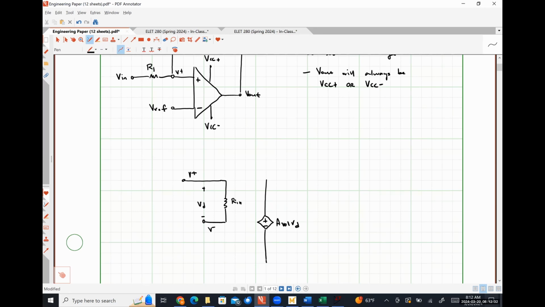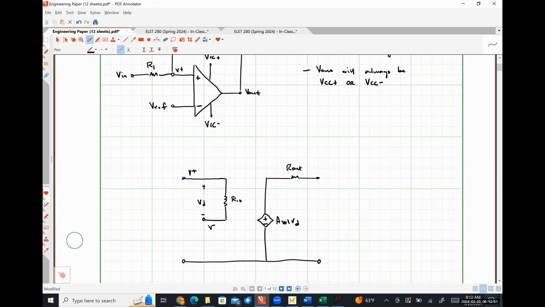There's our dependent source. Our output resistance R out. And because our output terminal is open circuited, this will be our output voltage. So first thing I'm going to do is connect my voltage sources, right?